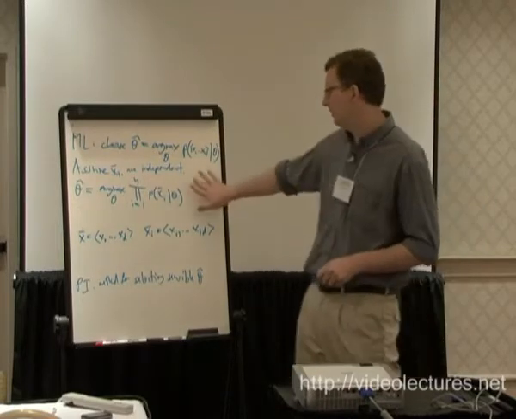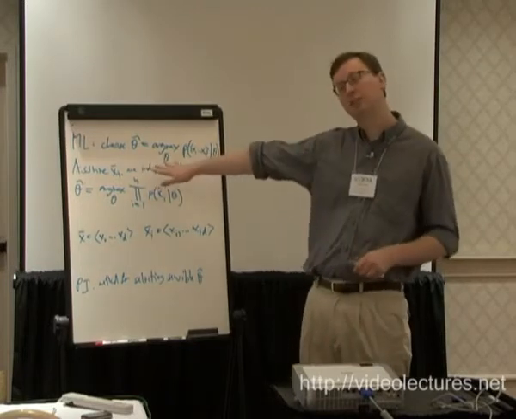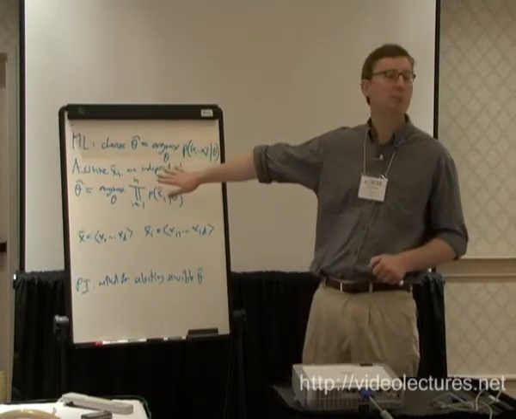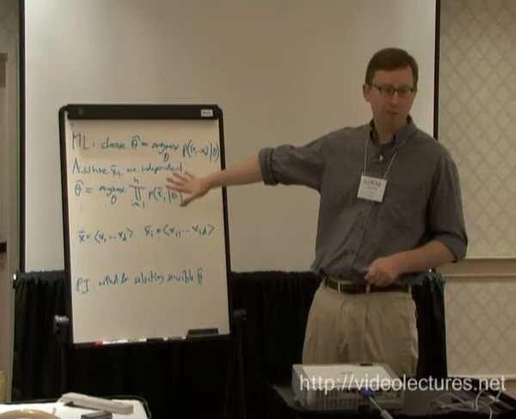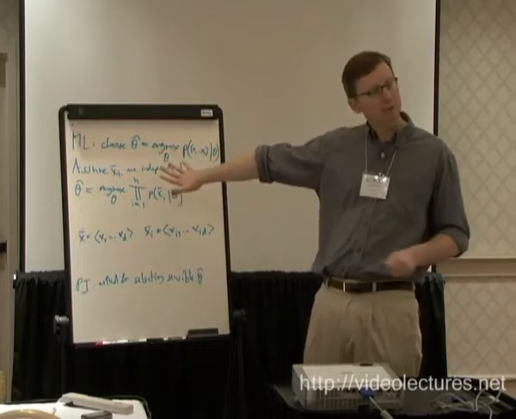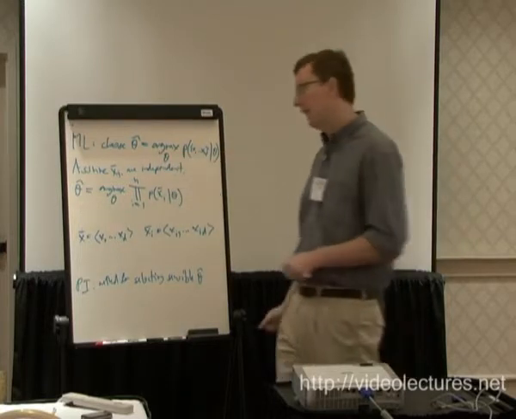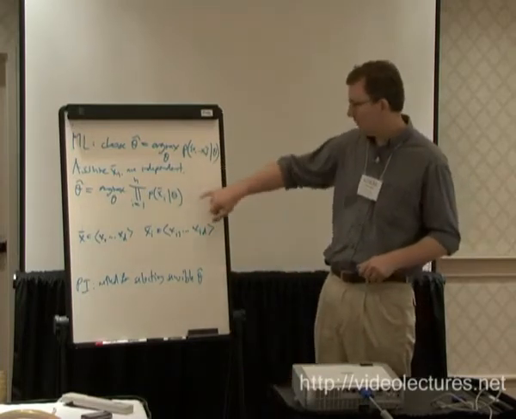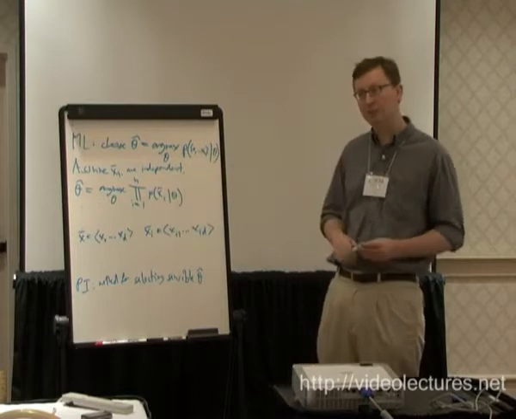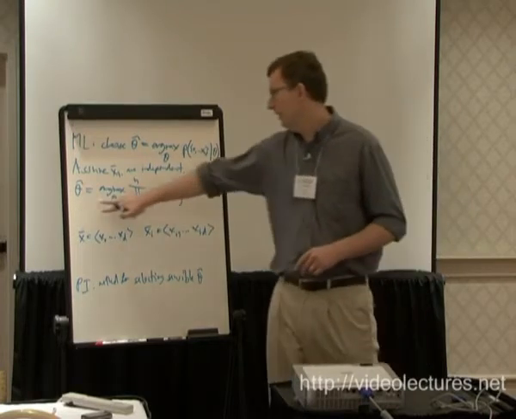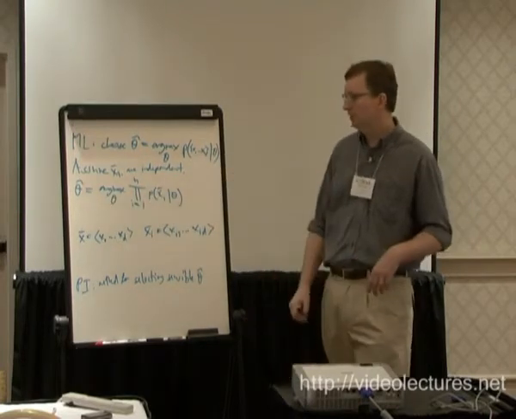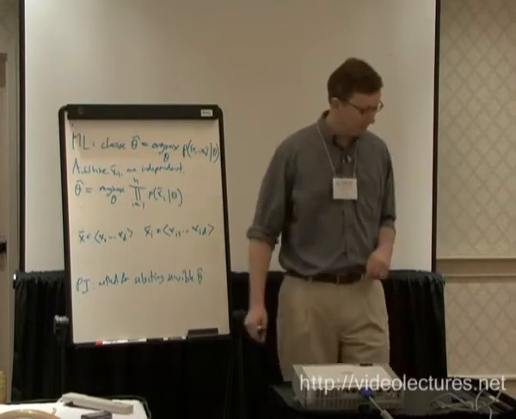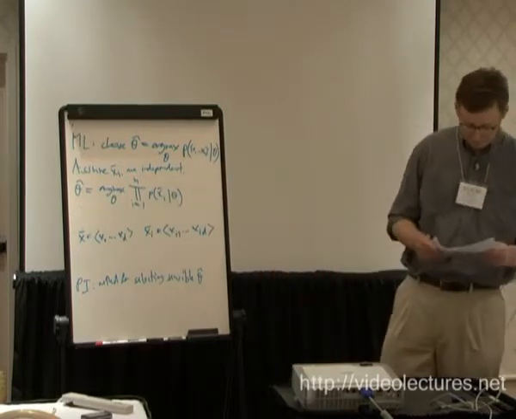So this is a big assumption that the training examples are independent. But it's one that's very common in machine learning. And if the training examples are independent, then the probability of the set of them is the product of these probabilities. And then the principle of maximum likelihood says that we should choose a theta to maximize this product.